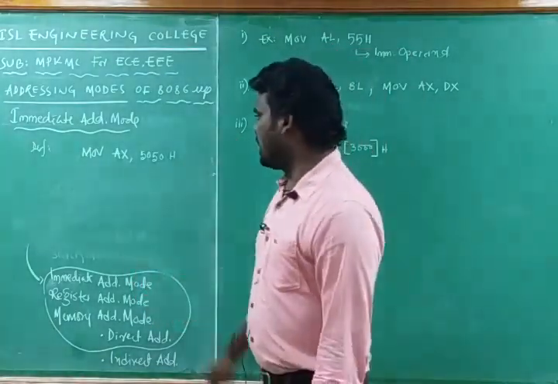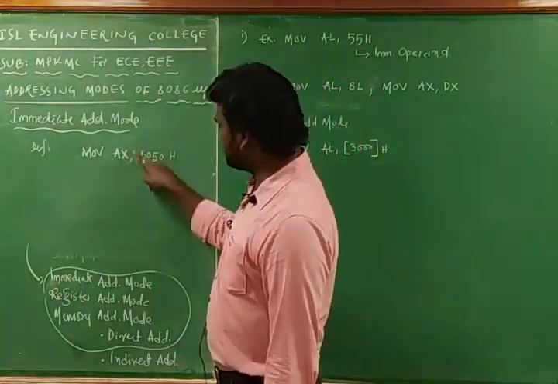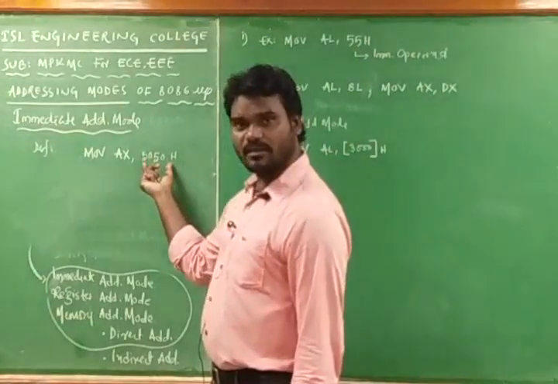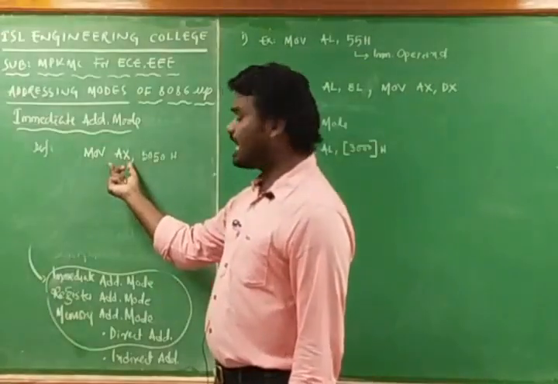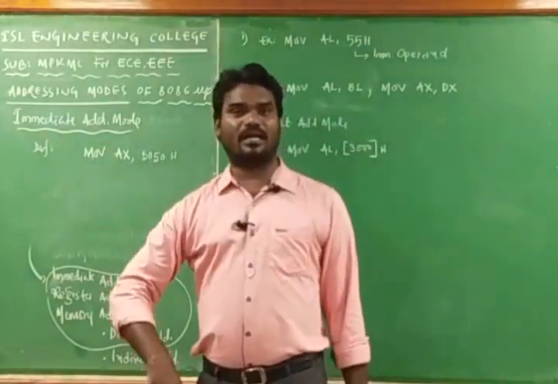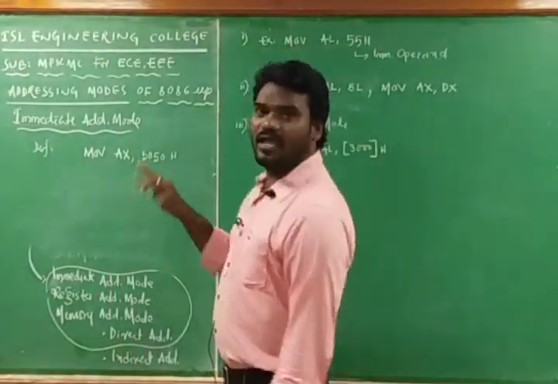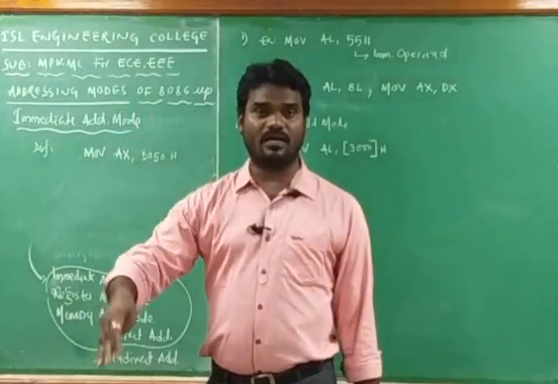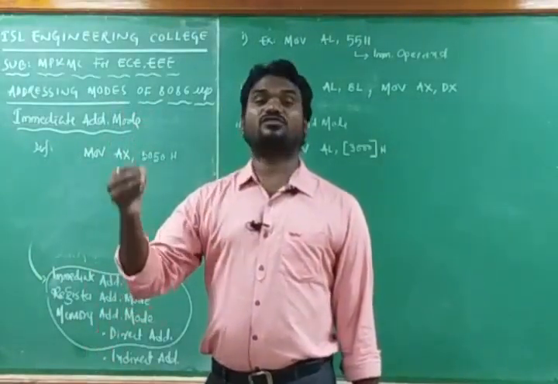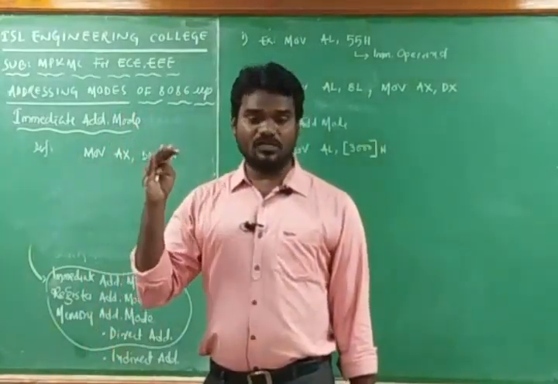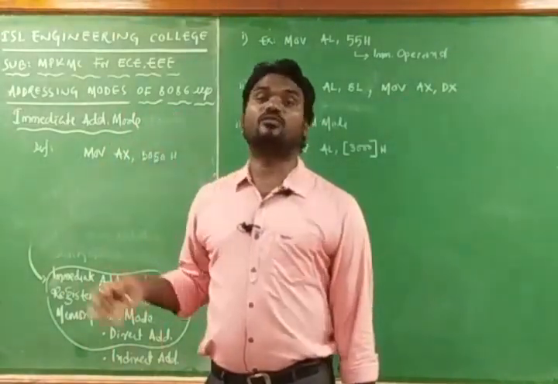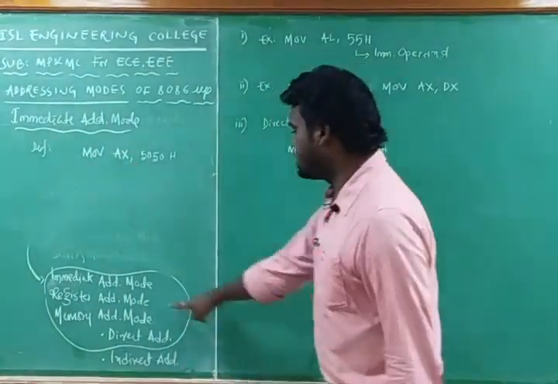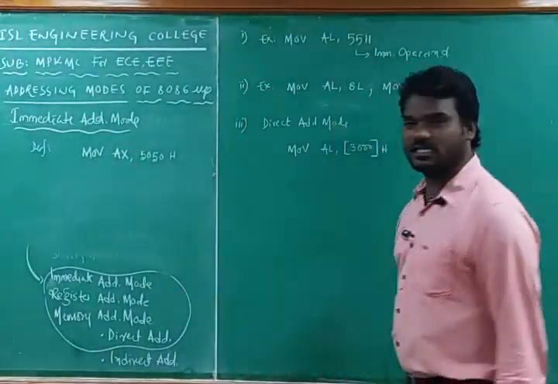That means what? Here this is a register, and this is also a register. This register has some data and this register is going to accept that data, so the 8086 microprocessor first has to go to the source operand register in which it will find the source operand, and the data has to move into the destination operand. The best example for the register addressing mode.